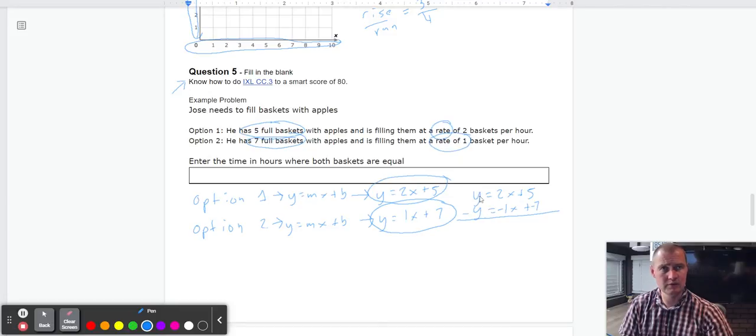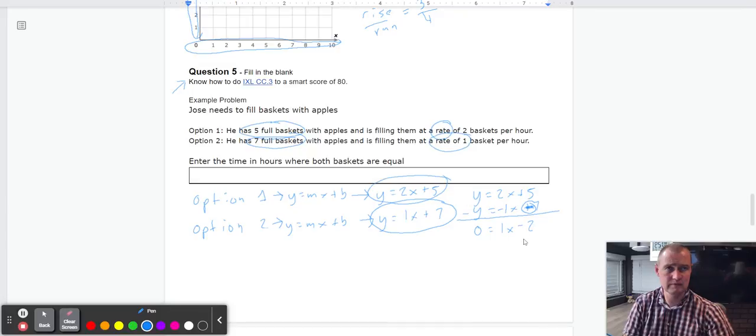So we're going to subtract the x, and we're also going to subtract the 7. So here's how this works. We got y, subtract y, which leaves you with nothing. 2x minus 1x leaves you with 1x. And 5 subtract 7 gives you negative 2. So one more time, we have 5 minus 7, because when you have a positive and a negative, that's actually a giant negative there. So 5 minus 7 is negative 2. And just solve for x. Once you solve for x, that's your time when both baskets are equal.